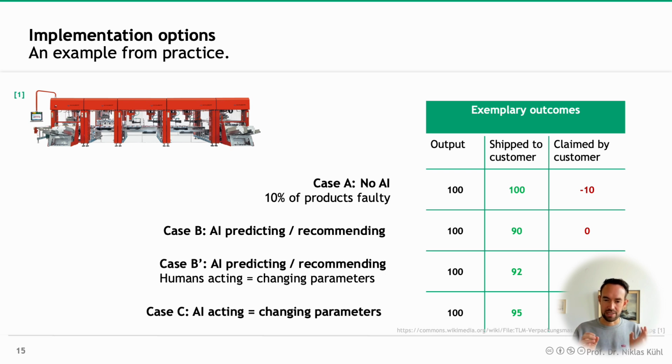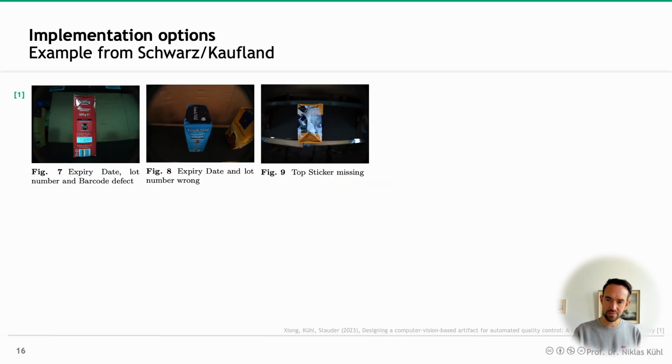And I don't want to leave with a standardized or generalizable comment here in the case of you do this or do that. I just want to make you sensitive to the fact that you have options here in what autonomy level you will give to the model that you developed. And I want to give one example from research that we did and that we published, which was together with the Schwarz and Kaufland group, which was about faulty packaging of coffee. You can see that over here.